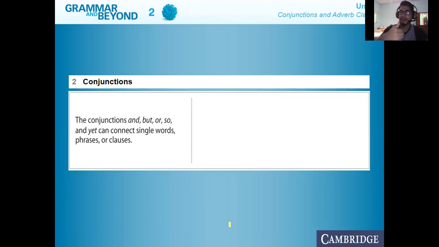And the conjunctions, you have and, but, or, so, and yet, that can connect single words, phrases, or clauses, okay? Pay attention to that because conjunctions can join those things. Single words, like for example, if I say, I like apples and pears, I'm joining two nouns over there. I can say, Gerardo is tall and shy. I'm giving two characteristics about Gerardo, and in this way, I'm joining the two adjectives to describe Gerardo just by using a conjunction.